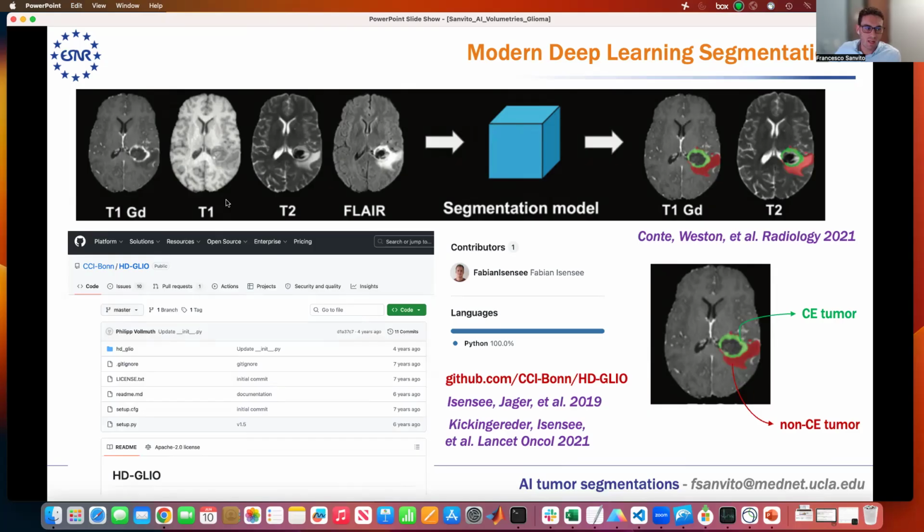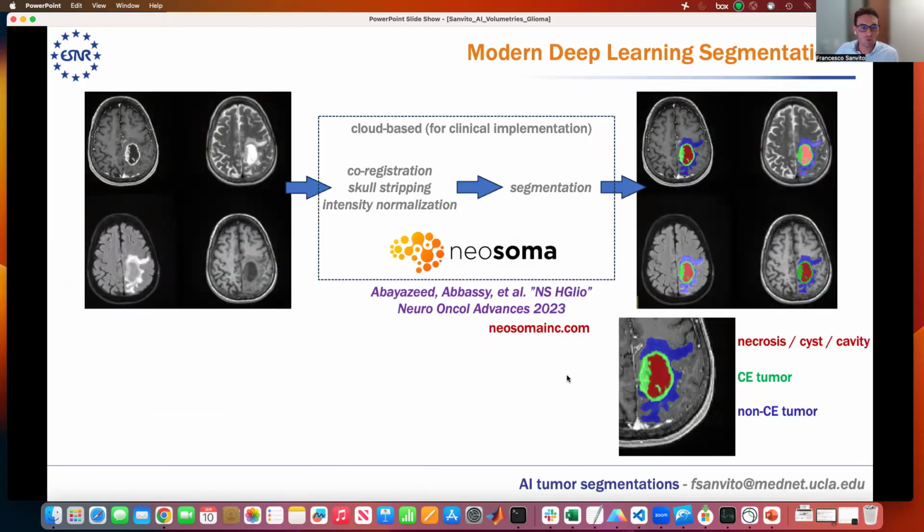Pretty much what this algorithm does is it starts from 4 conventional sequences and creates contours automatically of the enhancing component and the surrounding T2 hyperintense portion of the tumor. Another tool is Neosoma, which instead is a commercial software that we use a lot in the lab because we have a collaboration with this company that creates a similar automated mask. It also has a necrosis cystic label on top of it.